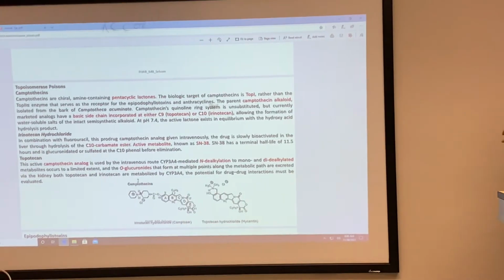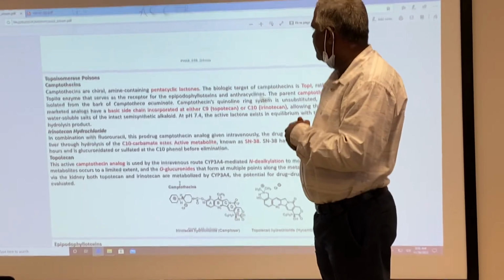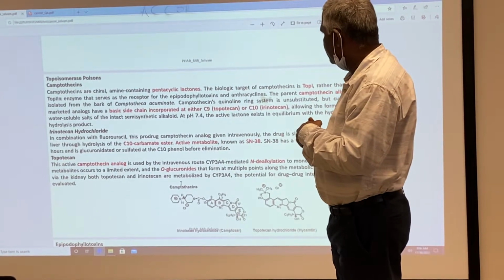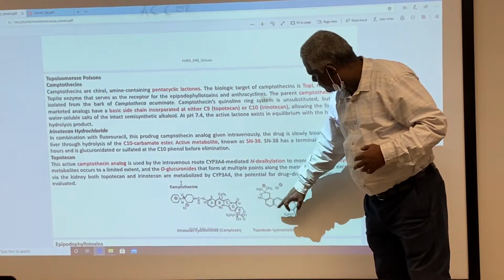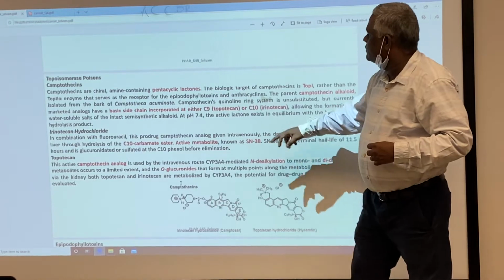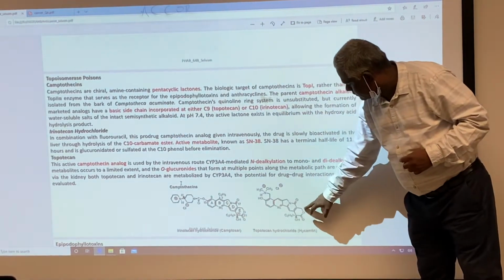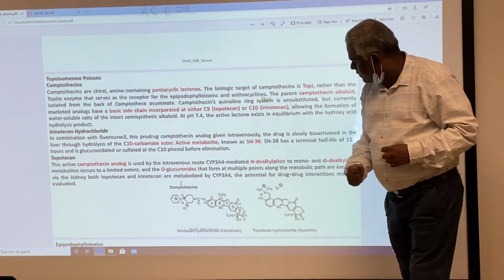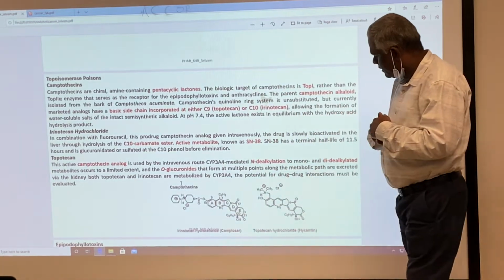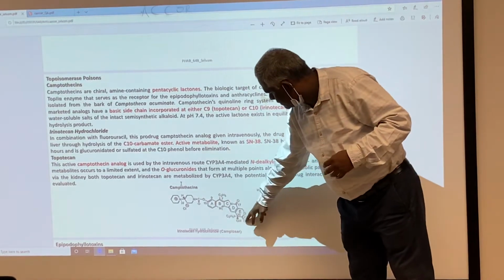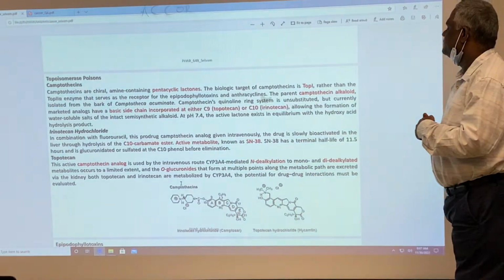Topoisomerase poisons: we have two classes of compounds. One is the camptothecins. Camptothecins have five cyclic rings, which is why they are pentacyclic. One of the rings is a lactone, a cyclic ester. So the rings are A, B, C, D, E, and the fifth ring is a lactone ring. That's a pentacyclic lactone type compound.